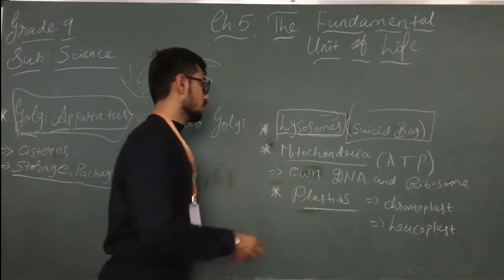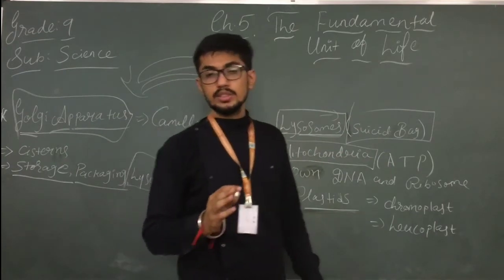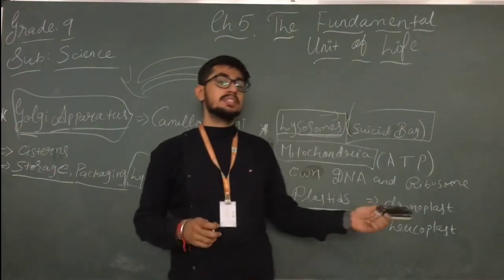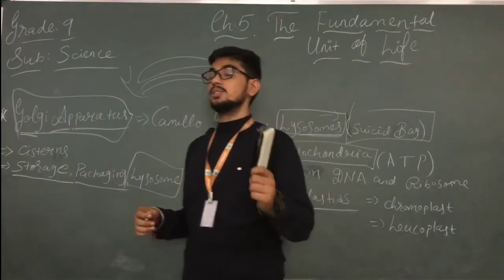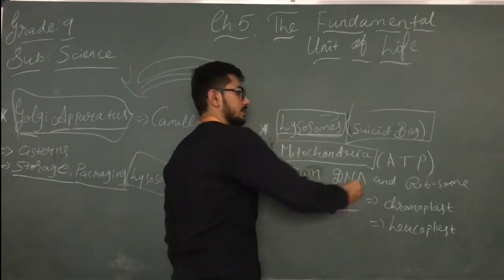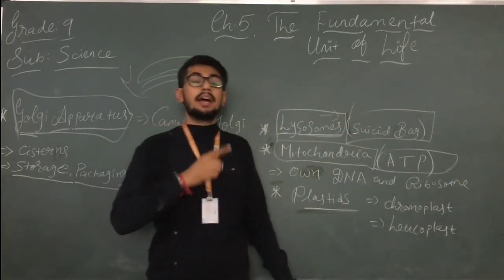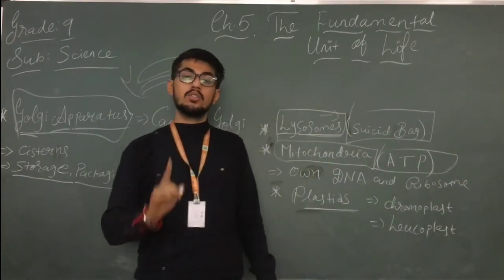Everyone has heard this word mitochondria in their life. Mitochondria is known as the powerhouse of the cell. Even this comes in a 3 marks question. Why is mitochondria known as the powerhouse of the cell? The simplest reason for that, ATP. What is ATP? Adenosine triphosphate.